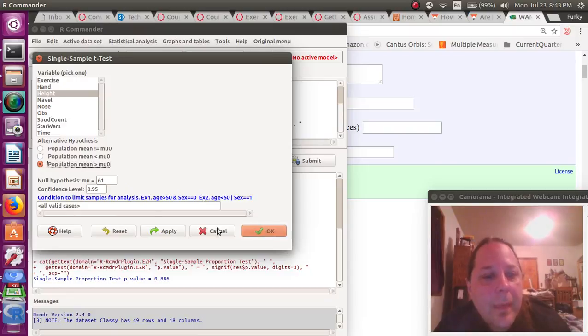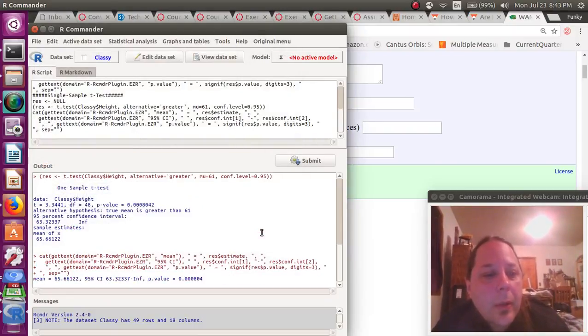So that's that. It gives me a 95% CI, which I don't need for this assignment. Click OK. And here is my T, 48 degrees of freedom, and my p-value. Here's my T.